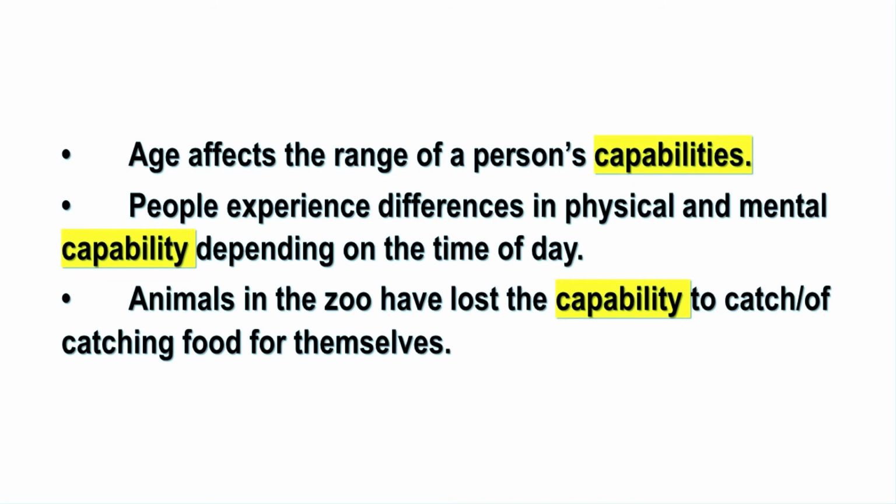Let's look at these examples. 1. Age affects the range of a person's capabilities. 2. People experience differences in physical and mental capability depending on the time of day. 3. Animals in a zoo have lost the capability to catching food for themselves. So, capability often refers to extremes of ability or faculty which can be improved upon.